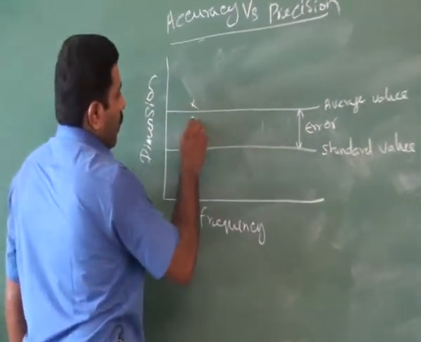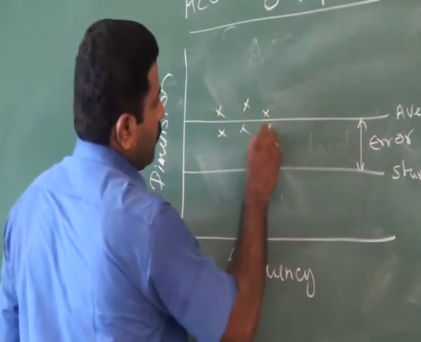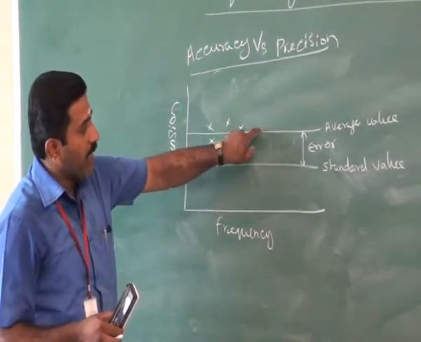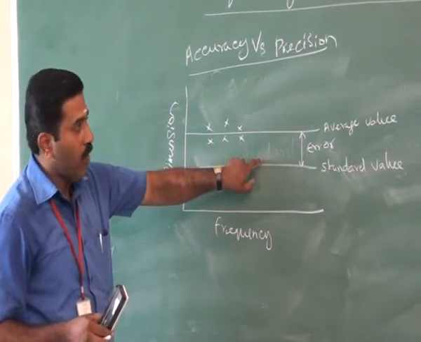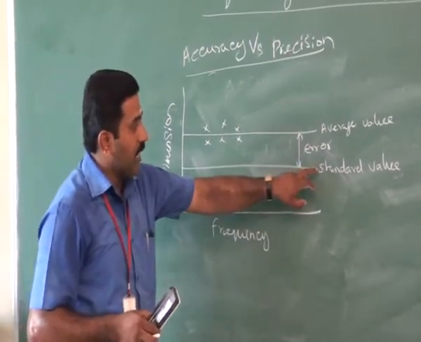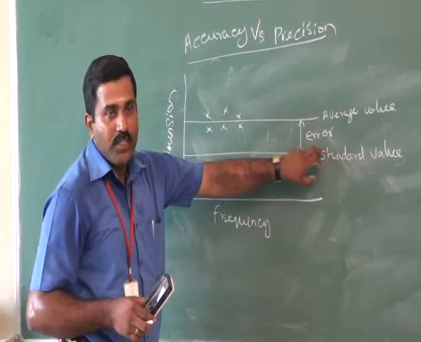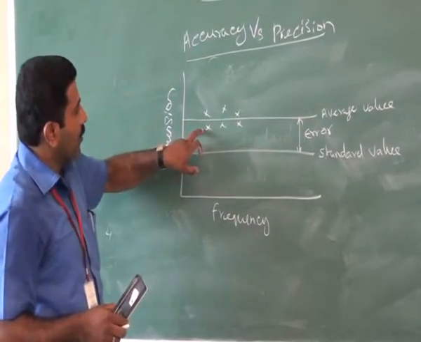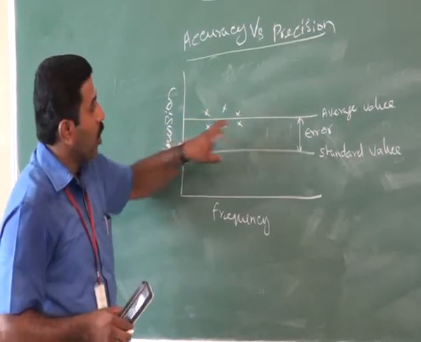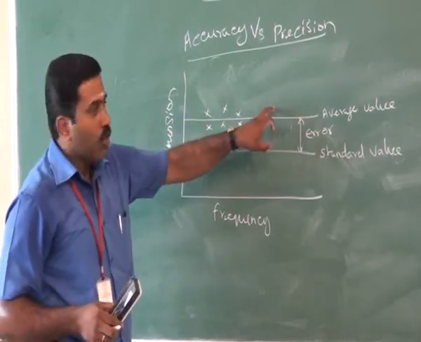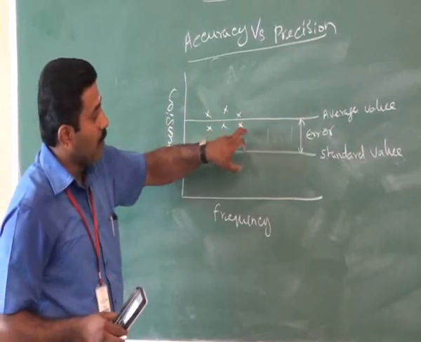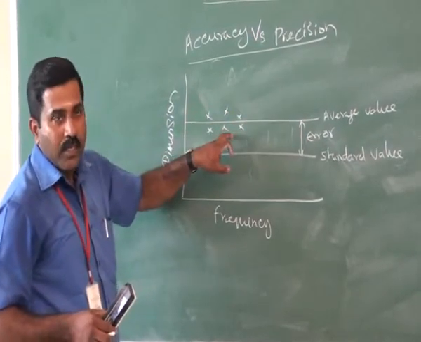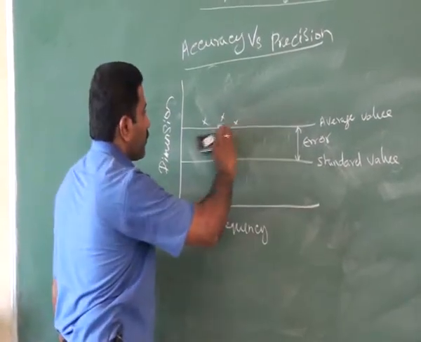Now we are taking 4 readings of this one. Here the error is more between the average value and the standard value, so accuracy is less. But see, in the dimensions the degree of exactness is close to the average value. So this one is precision, not accuracy and precision.